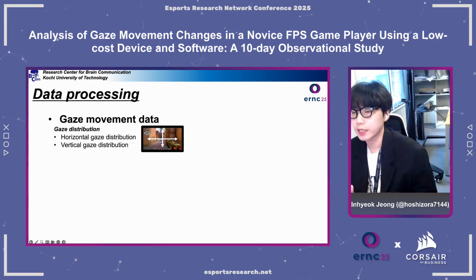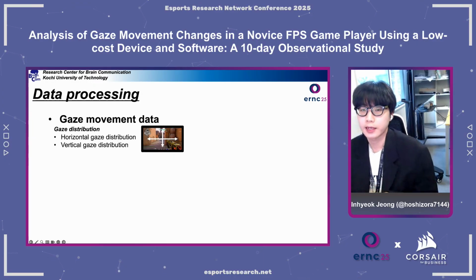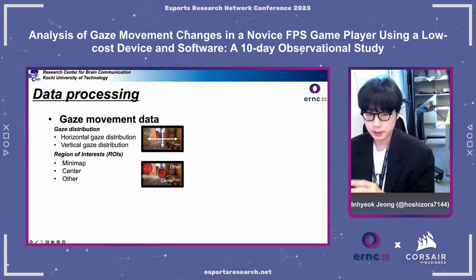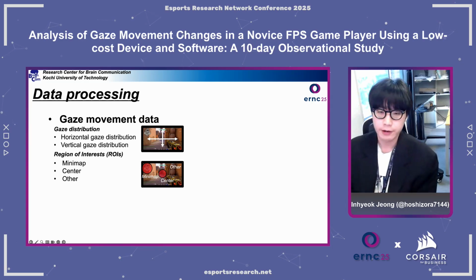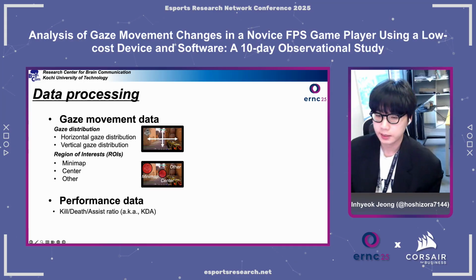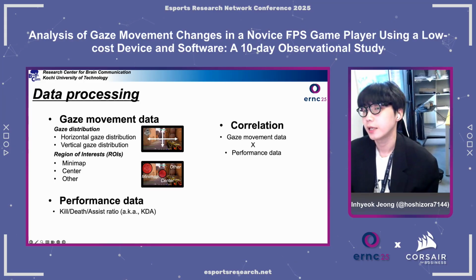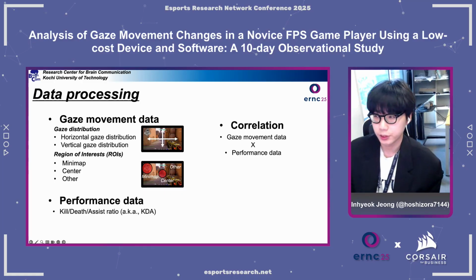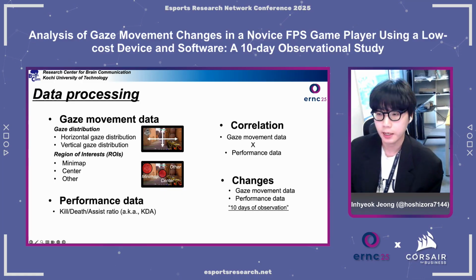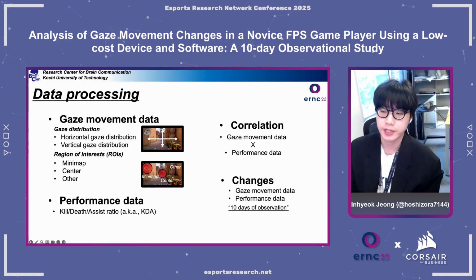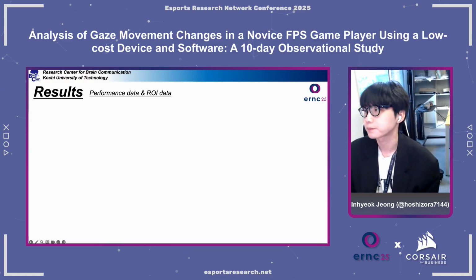And for gaze movement, as I said before, gaze movement data like horizontal distribution and vertical distribution was analyzed. And I analyzed the region of interest like center, minimap, and any other areas. And I analyzed the performance data, the kill to assist ratio, and I calculated the correlations between gaze movement and performance. And I analyzed the change of their gaze movement and performance during the 10 days of training.